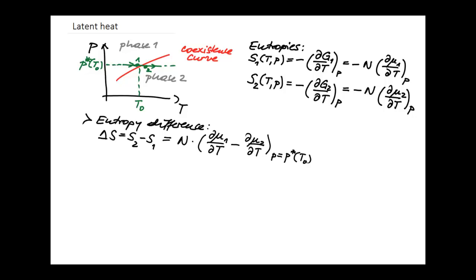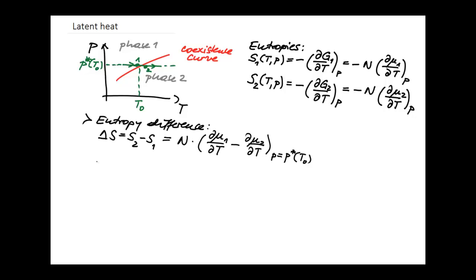Now, the chemical potentials of the two phases, mu1 and mu2, these are different functions. We know the coexistence condition is that on the coexistence curve, the two chemical potentials are equal, so mu1 is equal to mu2, but their partial derivatives with respect to temperature need not be equal. So inside this bracket, this difference of partial derivatives, this need not be 0.